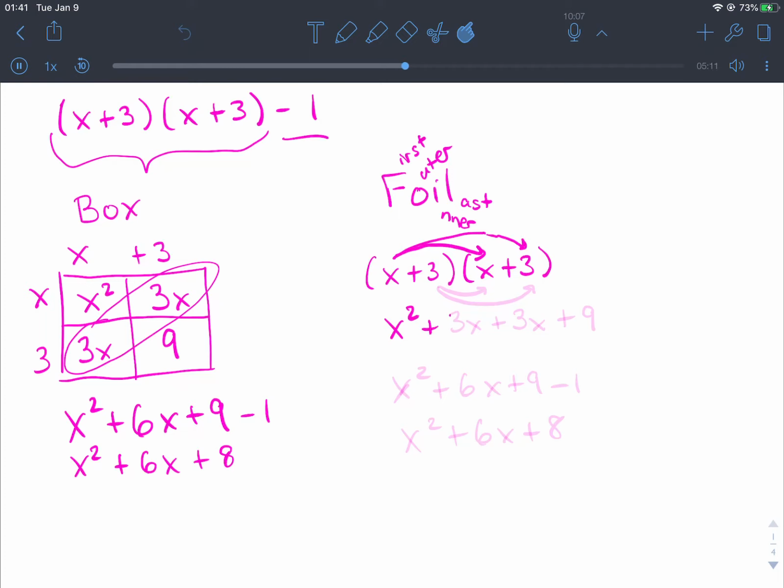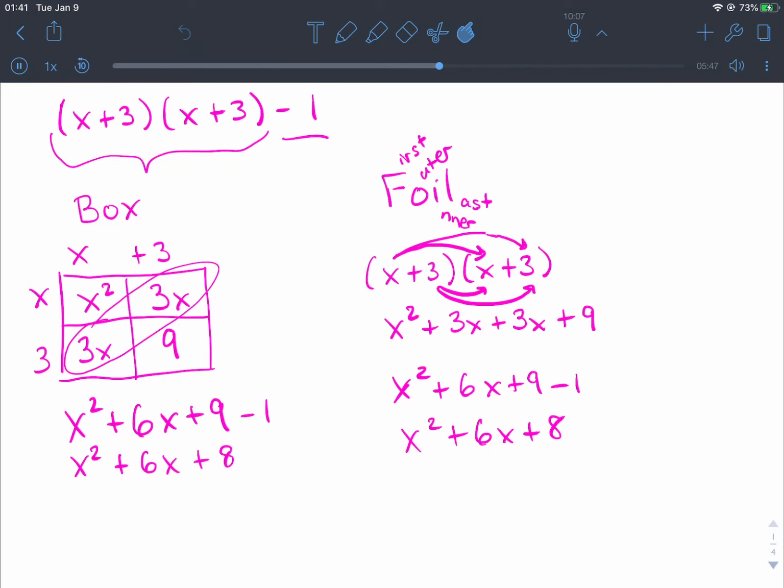X times 3 is 3x. The I stands for the inner pair. 3 times x is 3x. And L are the last numbers. 3 times 3 is 9. As you can clearly see, those four numbers are the same exact four numbers from the box method. And when you combine them, we get x squared plus 6x plus 9, and then of course our minus 1 from the original equation, which now gives us x squared plus 6x plus 8.